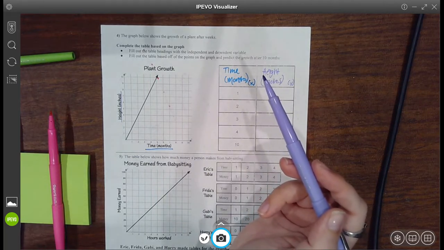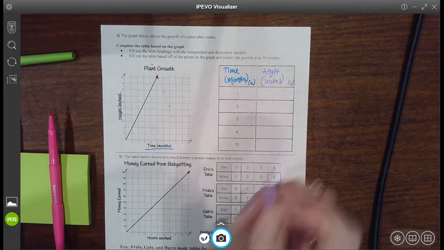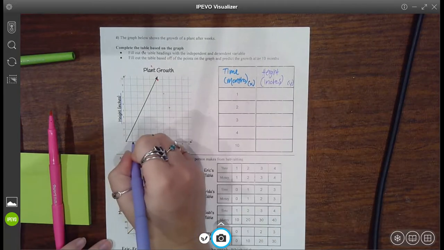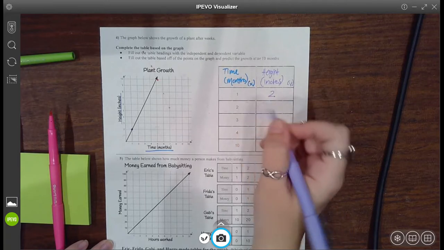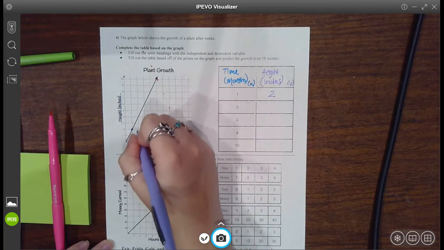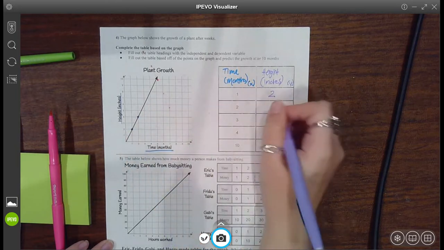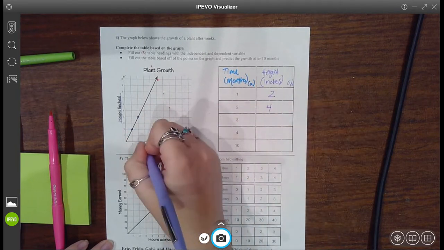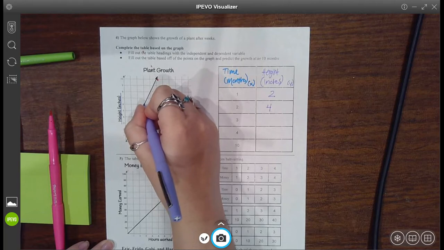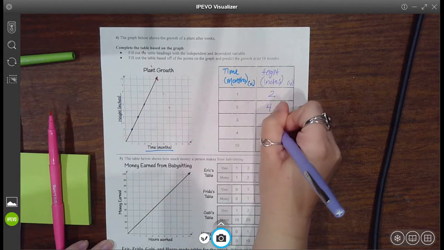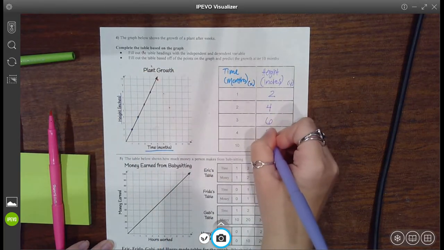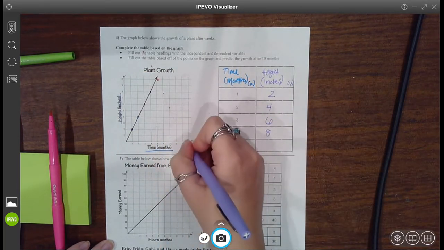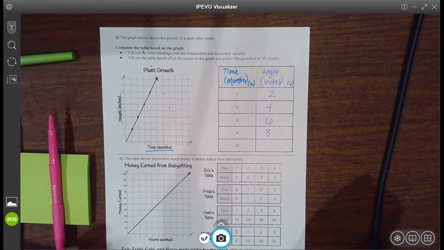So let's see. At 1 over, 1 up, where does it hit? 2. At 2 over, 2 up, where does it hit? 4. And at 3 over, 3 up, where did it hit the Y? At 6. And at 4, where did it hit? Right here at the 8. Now over 10, up, ooh, it's not part of the graph. So I can't use the graph to help me figure out that last one.